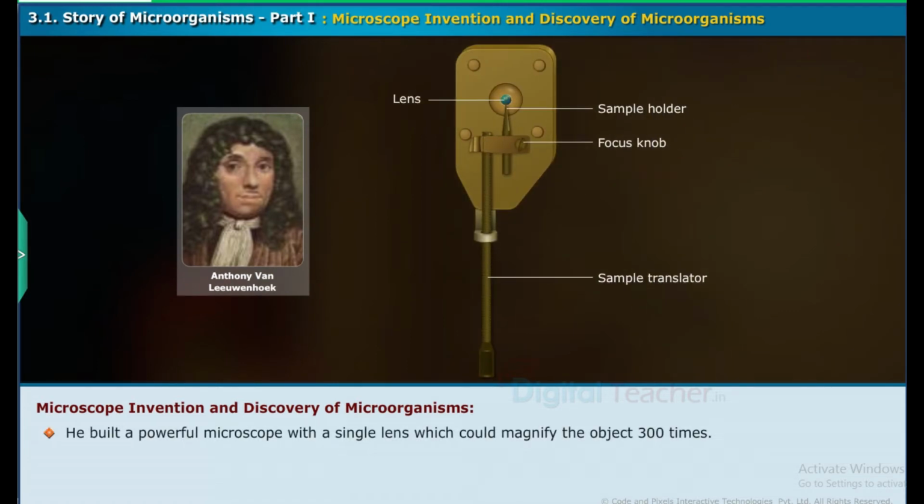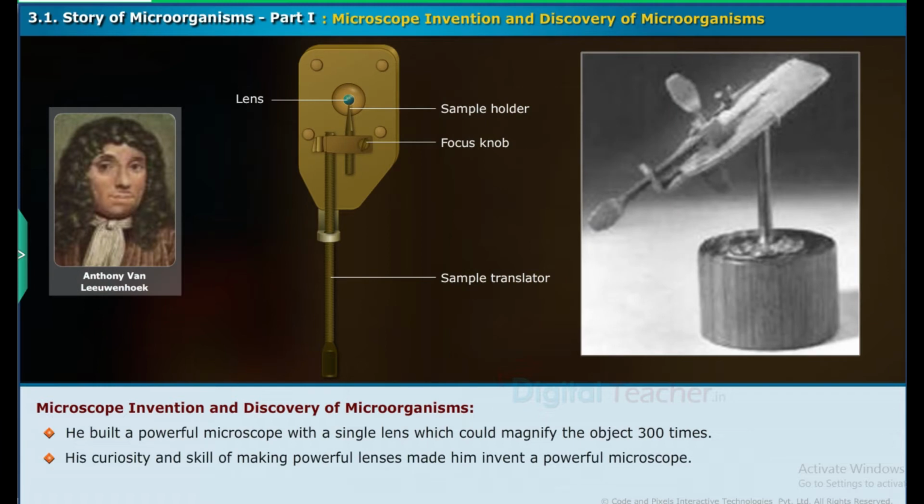He built a powerful microscope with a single lens which could magnify the object 300 times. His curiosity and skill of making powerful lenses made him invent a powerful microscope.